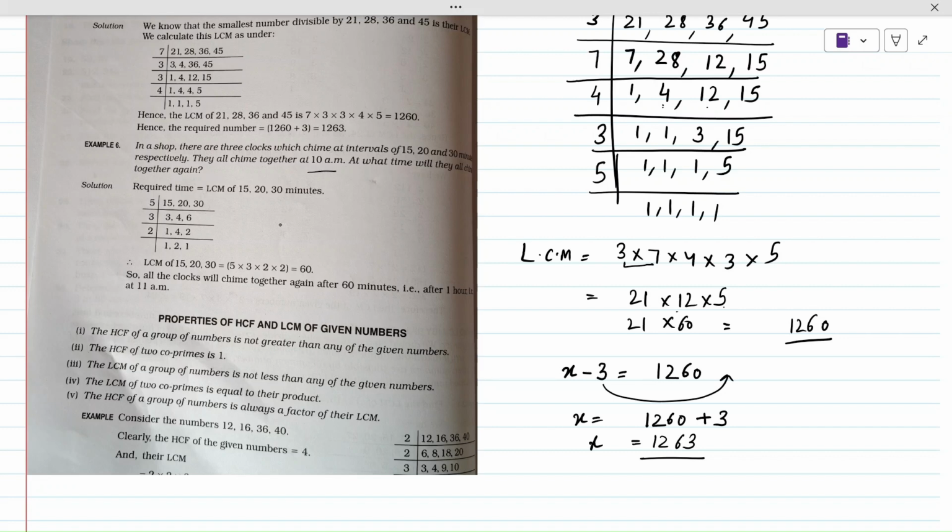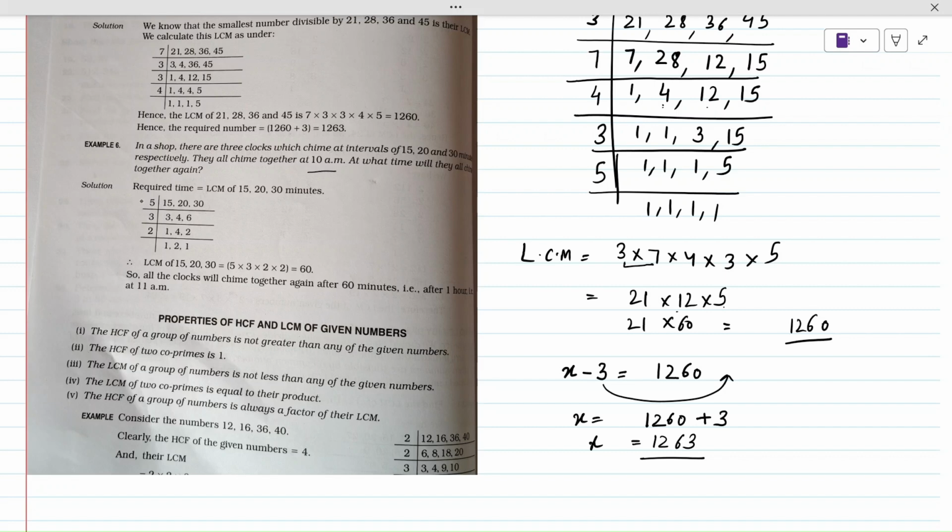Now, at what time will they chime together again? So kids, this is very easy. What we have to do is, we know that all the 3 clocks will chime together at their least common multiple. So what we will do, we will find out their least common multiple. Once we know the least common multiple, the number of minutes, we can add those minutes to 10 a.m. to get the next time when all the 3 clocks are going to chime together. Okay, so let's see what they have done. We have 3 numbers 15, 20 and 30, and we have taken out their LCM.